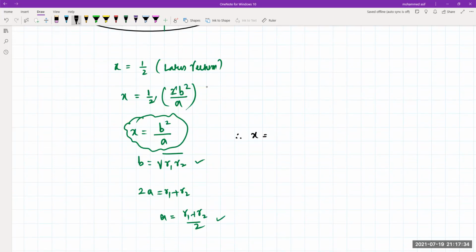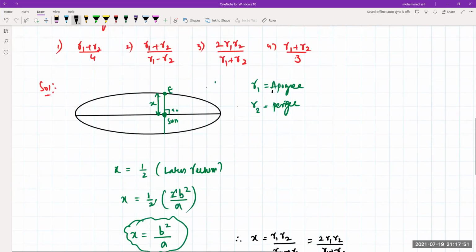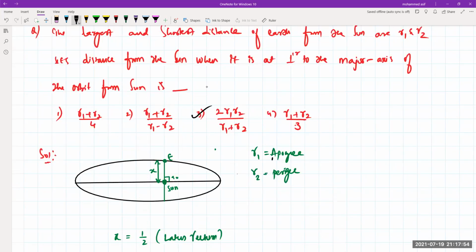So therefore X value will become how much for me, beta? B square, B value is how much for me? R1 R2. This will become R1 R2 divided by (R1 plus R2) divided by 2. So what will be the answer? 2 times R1 R2 divided by R1 plus R2. What is the answer I can write? Third one. Very, very important, beta.